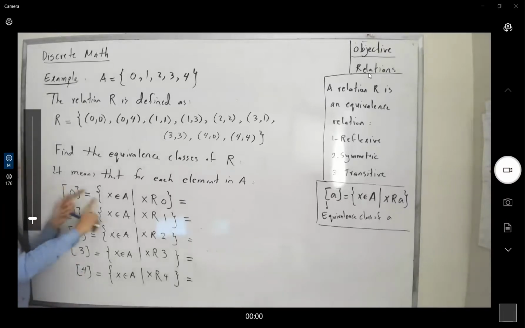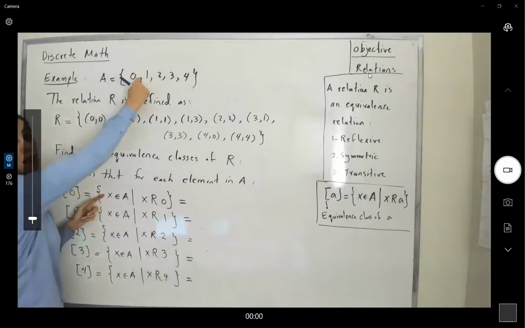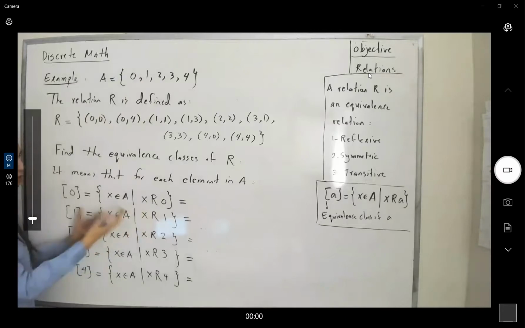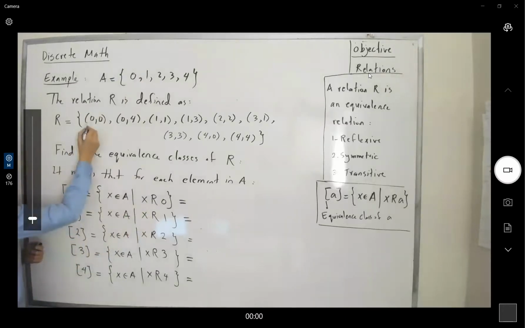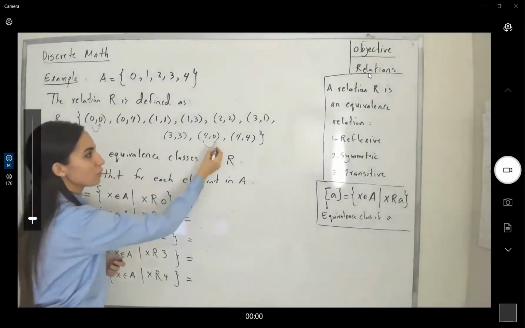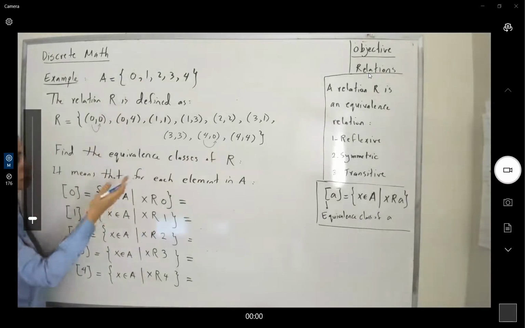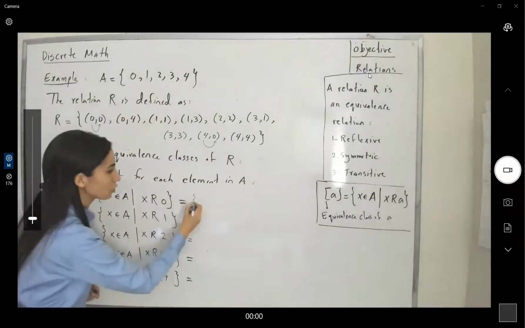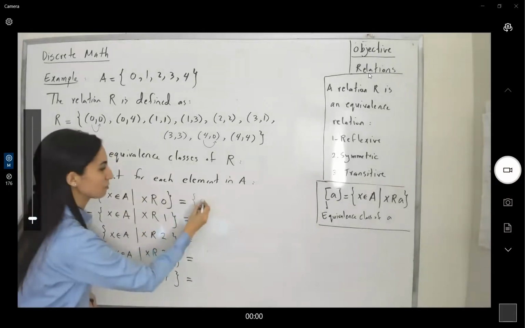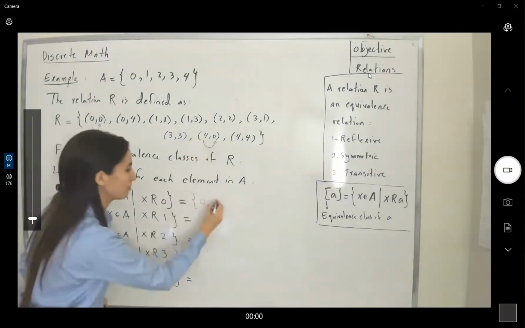The equivalence class of 0 is the collection of members of A that are in relation with 0. So what is in relation with 0? 0 is in relation with 0. What else? 4 is in relation with 0. That's it. So this is going to be the set of 0 and 4.